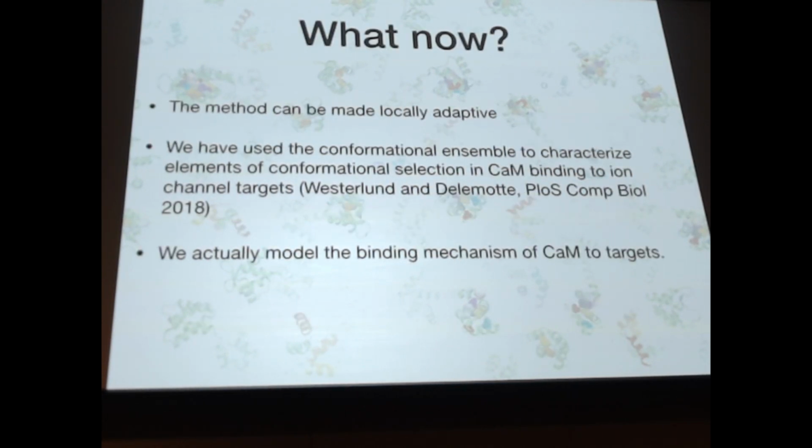We are thinking of making this method locally adaptive, because for the moment, this cross-validation only works on the whole landscape. This I just mentioned. Check out the paper if you're interested. And we are also now modeling the binding mechanism directly using this kind of method.